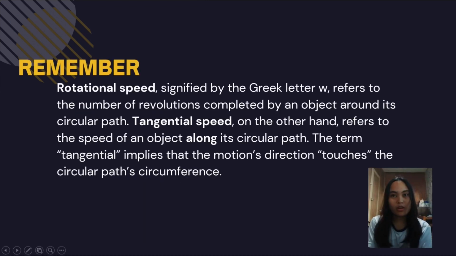So before we move on to our examples, remember that rotational speed, signified by the Greek letter omega, refers to the number of revolutions completed by an object around its circular path. Tangential speed, on the other hand, refers to the speed of an object along its circular path.